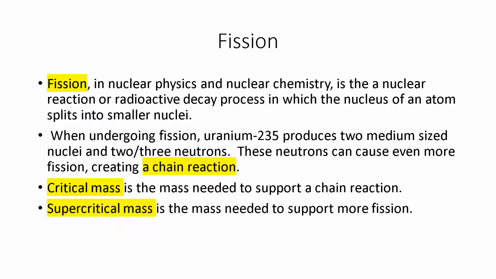So fission, in short, in nuclear physics and nuclear chemistry, is a nuclear reaction or radioactive decay process in which the nucleus of an atom splits into smaller nuclei. And when undergoing fission, for example, uranium-235 could produce two medium-sized nuclei with 2 to 3 neutrons. Those neutrons can cause even more fission, and this creates what we call a chain reaction. The critical mass is the mass needed to support the chain reaction, and the supercritical mass is the mass needed to support more fission.